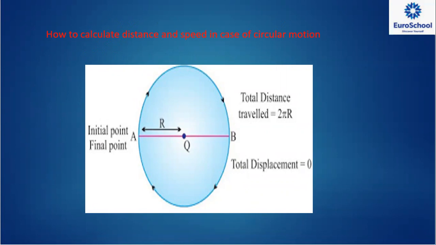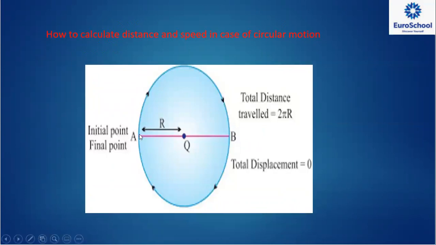How to calculate distance and speed in case of circular motion? Because a person moving in uniform circular motion will definitely cover some distance, and they cover the distance at a particular speed. So it is very much necessary to calculate distance and speed in case of circular motion.